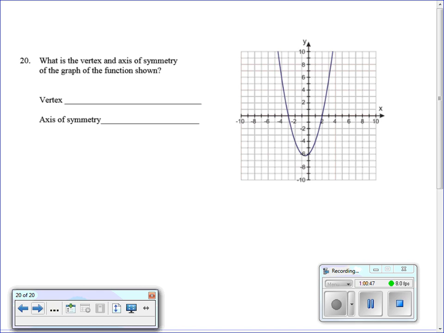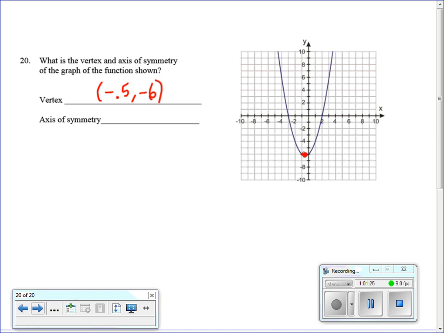Now, for this one it says, what is the vertex and the axis of symmetry of the graph? Remember that your vertex is the point that is kind of in the center at the bottom. So your vertex for this particular one would be -0.5 and -6. It's that point where your graph starts to turn. This would also be considered our minimum. So your minimum and your maximum are the same as your vertex. In this case, it would be your minimum.